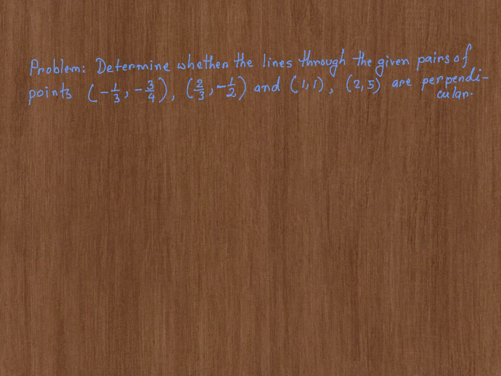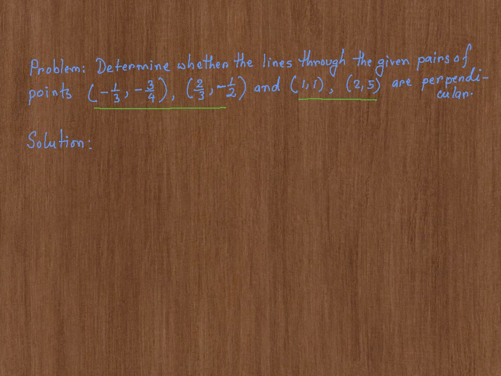In this video, we are going to determine whether two given straight lines are perpendicular to each other. Those two straight lines are through these 2 points and these 2 points. First, let's talk about what makes two straight lines perpendicular.